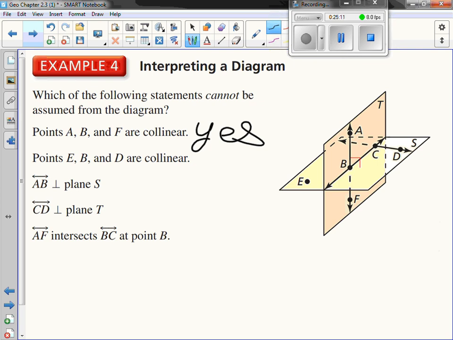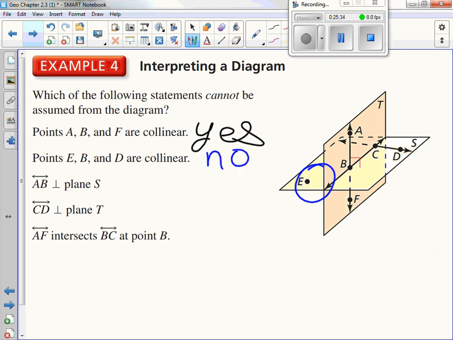AB is perpendicular to line S. Oh, sorry, I skipped one. Points E, B, and D are collinear. Can we say E, B, and D are collinear? No, E's over here off by himself. So no, we can't assume that.